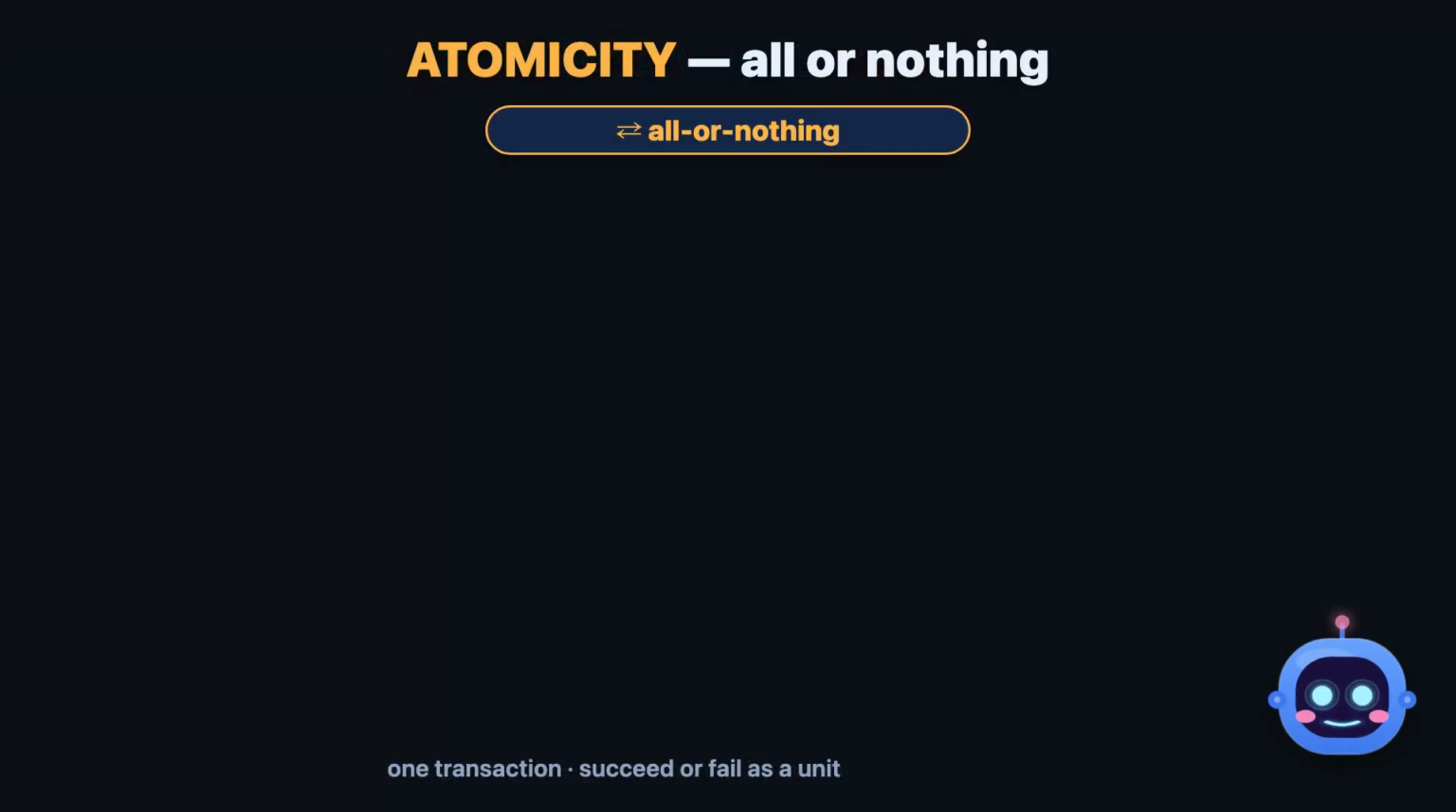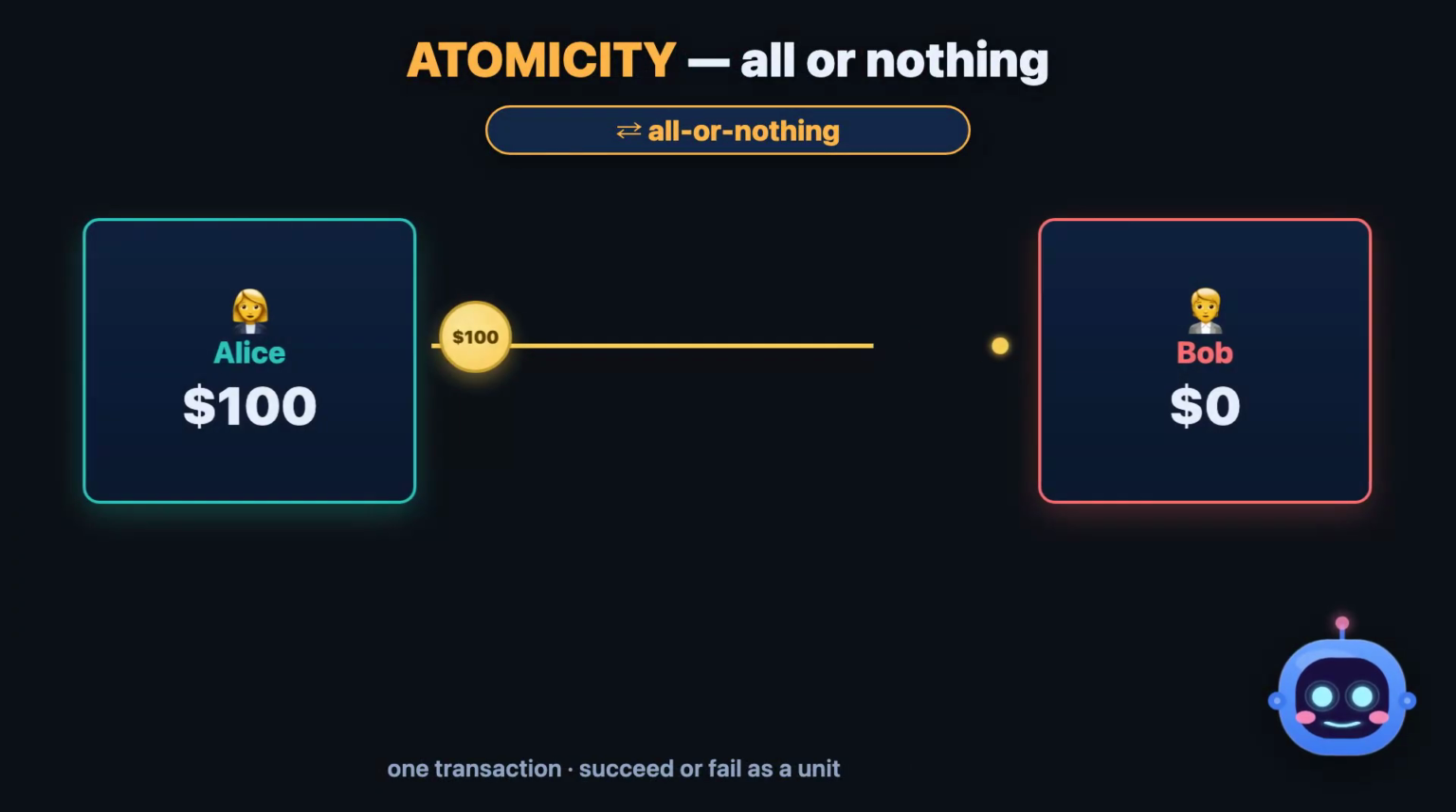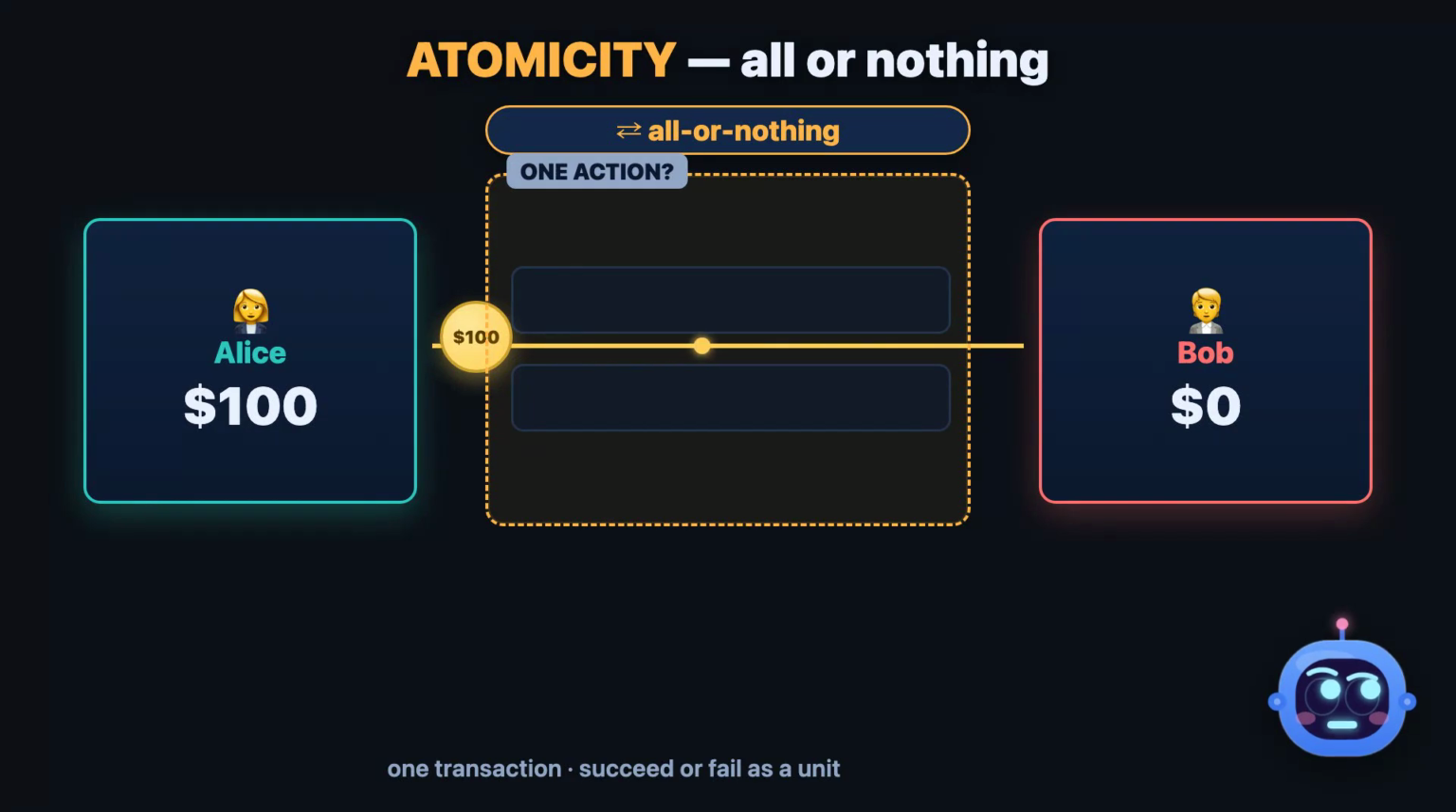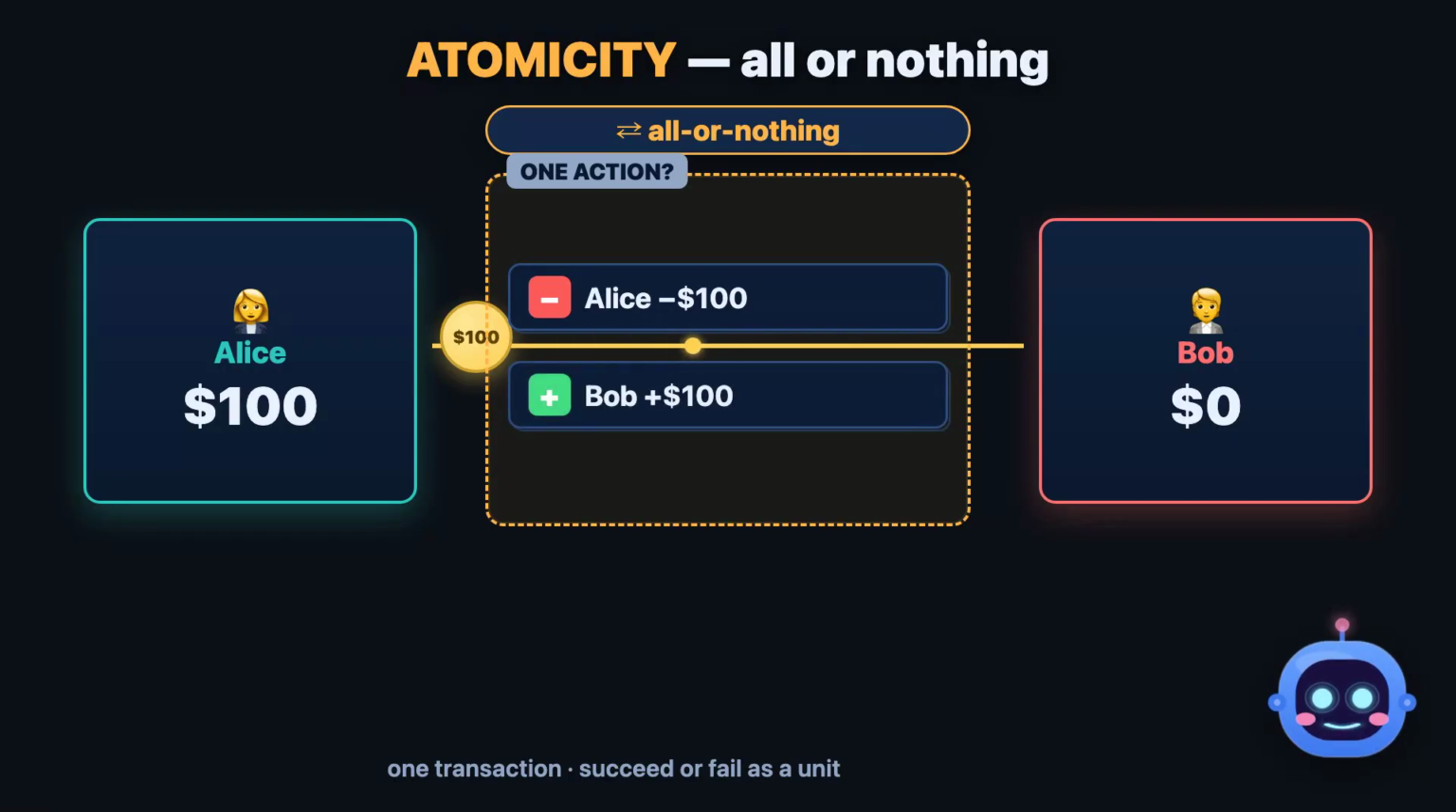The first property is atomicity, and the simplest way to describe it is all or nothing. Say Alice wants to send $100 to Bob. To us, that feels like a single action, but inside the database, it's actually 2 separate operations. Operation 1, subtract $100 from Alice's balance. Operation 2, add $100 to Bob's balance. Both of these together form one transaction, a group of operations that must succeed or fail as a unit.